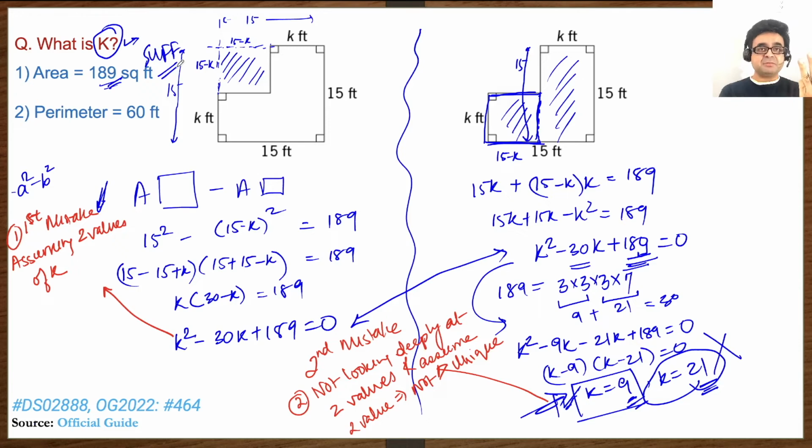to avoid the second mistake by paying more attention to this detail and realizing that realistically in this diagram only one of the values of k is possible, which is k equal to 9. We discarded the other value of k.